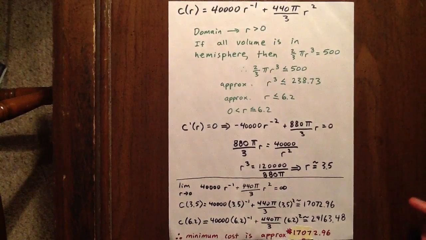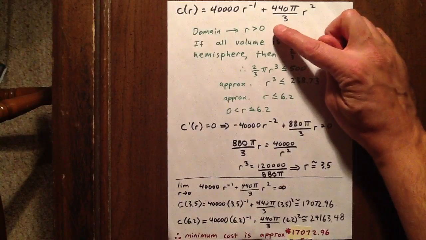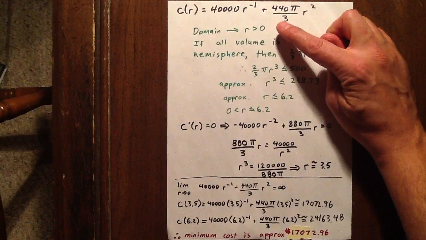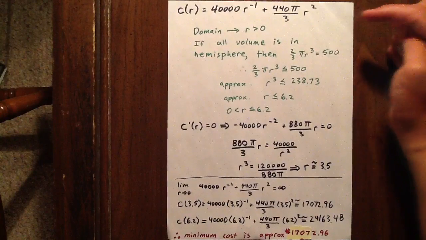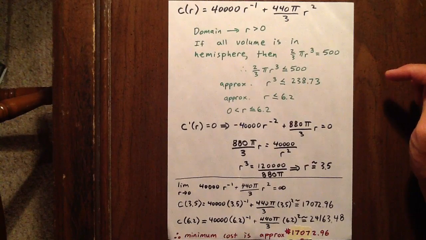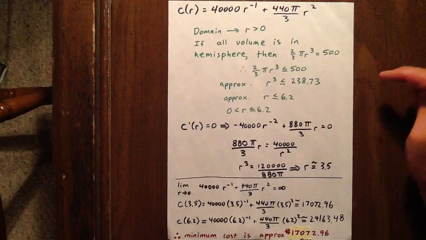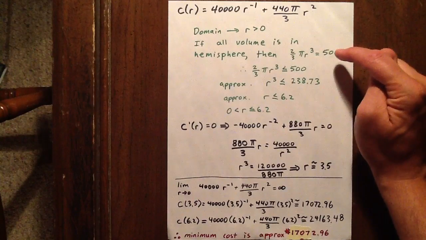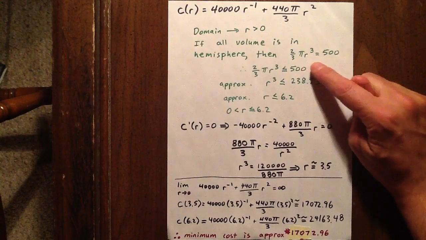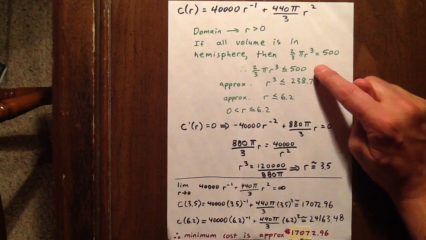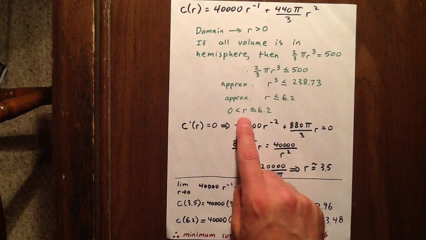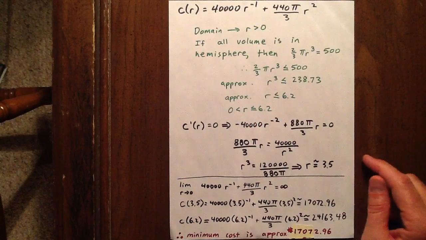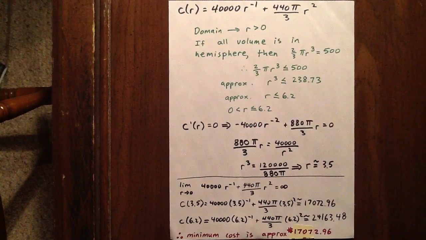Now, we know that the radius has to be greater than 0 in order to accommodate 500 meters cubed of corn. The smallest possible height would occur if all the volume was in the hemisphere, and if all the volume was in the hemisphere, then r would be 6.2. So we know that 0 has to be less than the radius, and the radius has to be less than or equal to 6.2. These are the end values of our domain in this question.